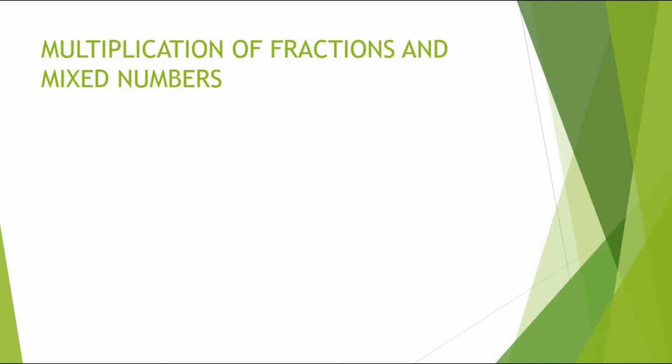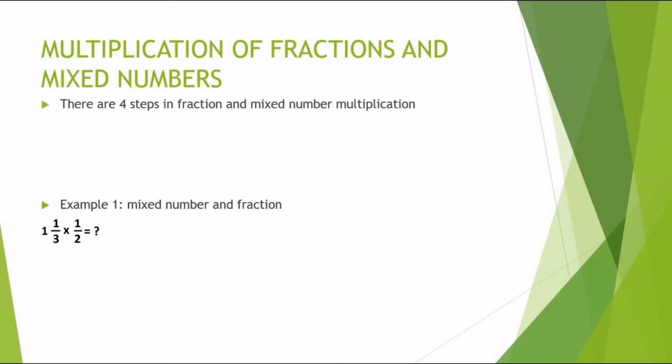So, now, multiplication of fractions and mixed numbers naman. Nagawa tayo ng example. Example number 1. Mixed number and fraction. 1 and 1/3 times 1/2. Ano yung sagot? There are 4 steps in fraction and mixed numbers multiplication. The step 1 is convert mixed numbers into improper fractions. Which is ganito. Kailangan natin i-convert ang 1 and 1/3.